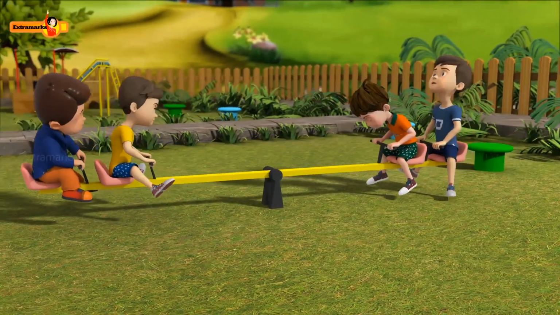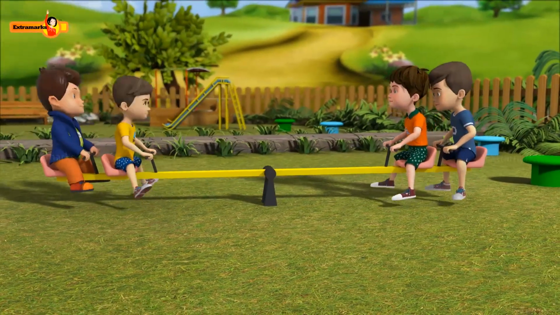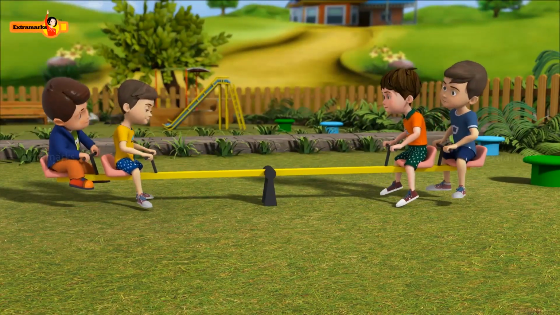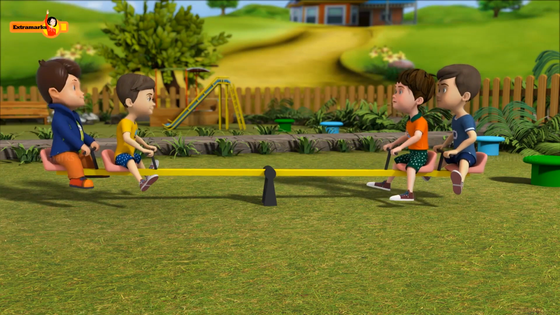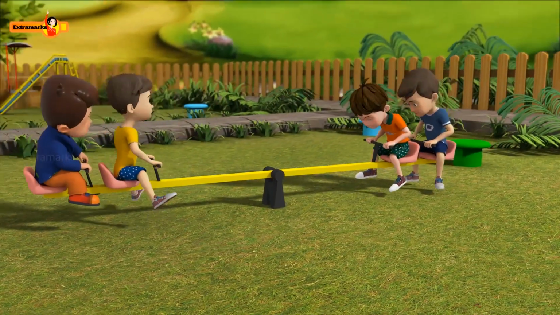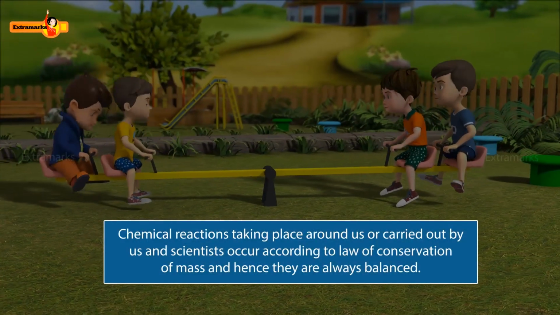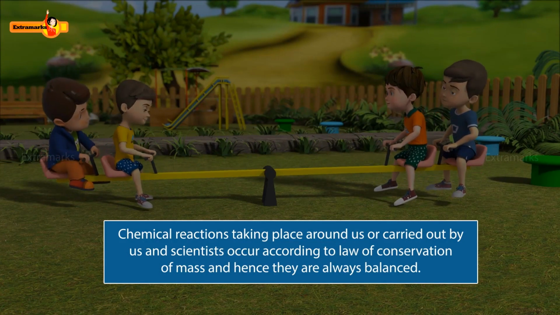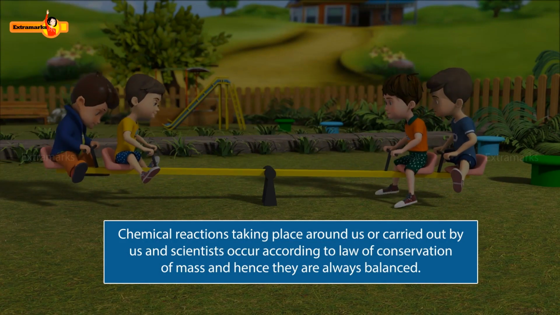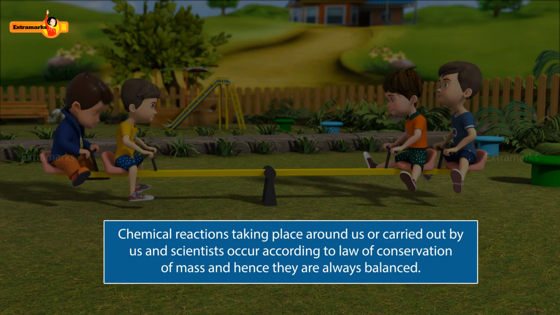Sam comes and sits with John. Wow, now it is stable and balanced because it has equal weights on both sides. Similarly, the chemical reactions taking place around us or carried out by us and scientists occur according to law of conservation of mass, and hence they are always balanced. Let us learn how we can balance chemical equation.